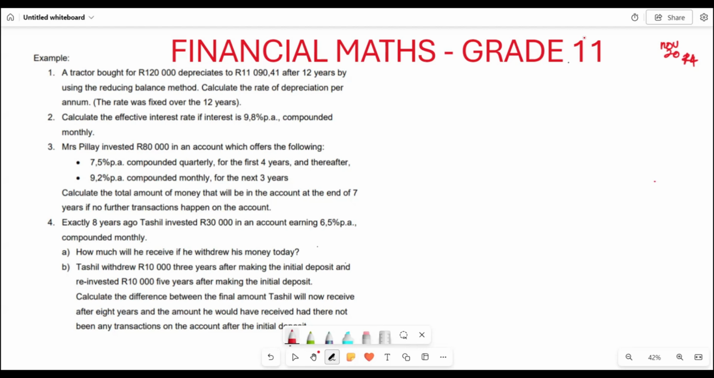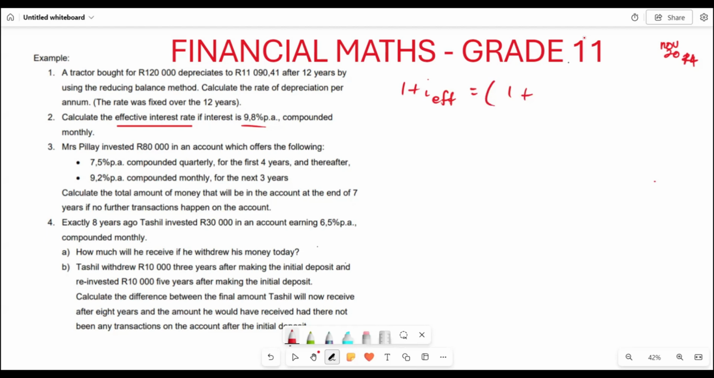If it's 9.8% per annum compounded monthly, right? So whenever they are saying this is an effective interest rate, we have this particular formula, which is 1 plus I effective. It's the same as what?